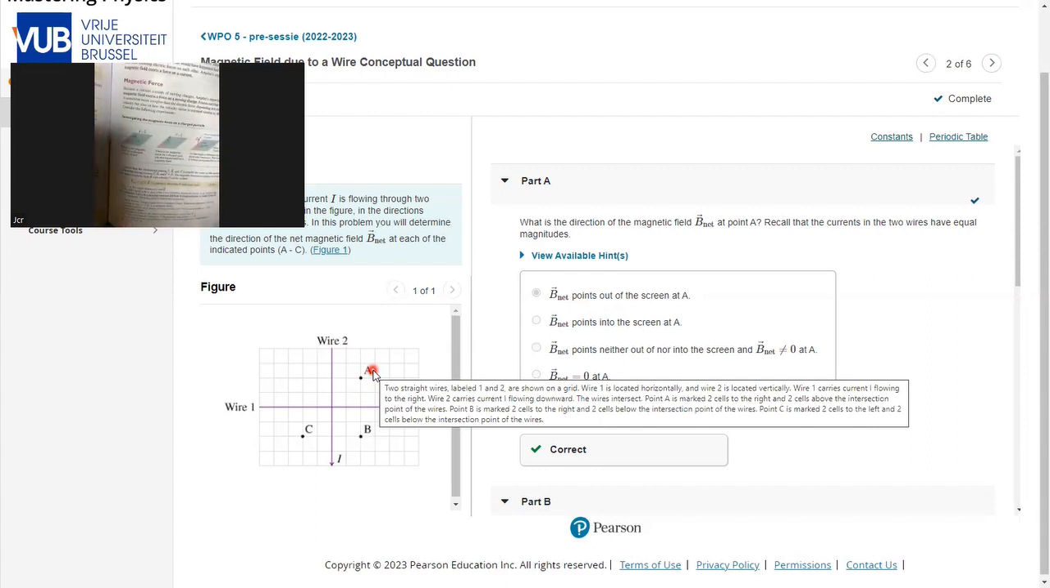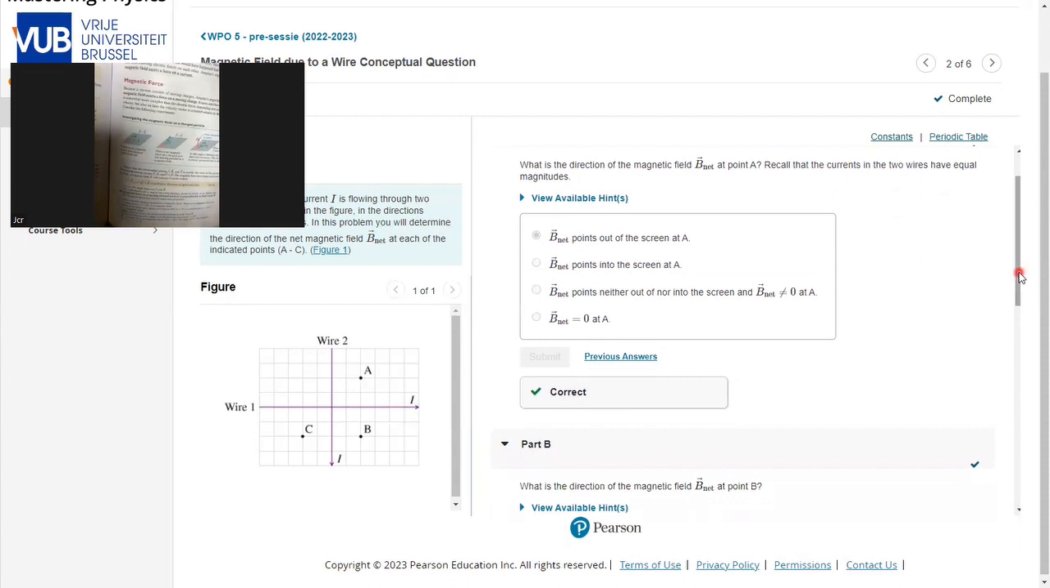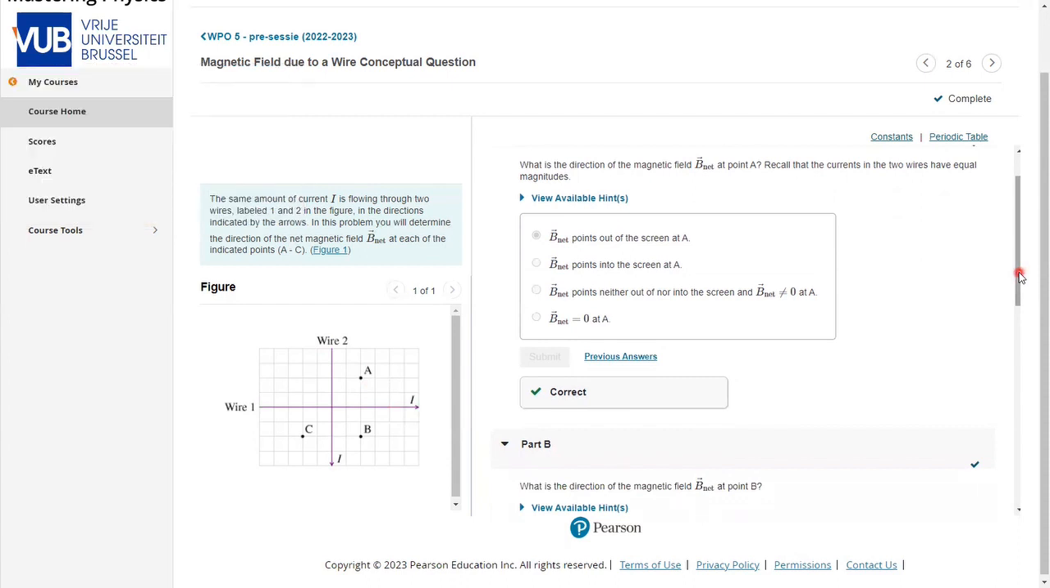It's going to be out of the page too, because if I continuously turn my finger like this, it comes out of the page. For A, also, that's out of the page.